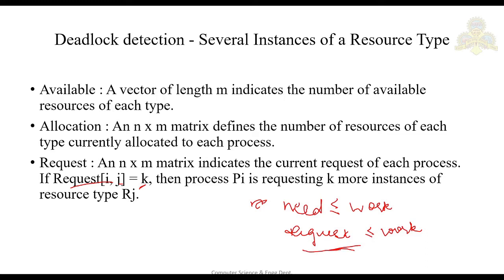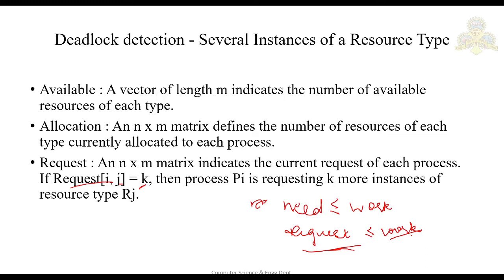So first, whatever the current available resources are, that will be put in a variable called work. Then work is checked with the request from a process. If it is true, then the work has to be updated. That means whatever the process has requested, those many resources have to be given to the process so that it will execute and finally terminate from the system. Fine.